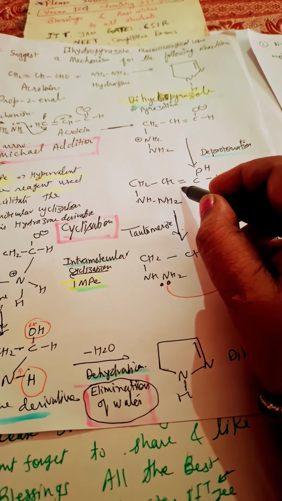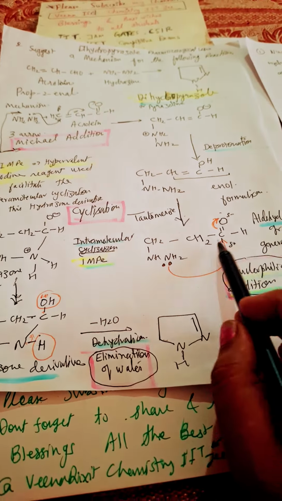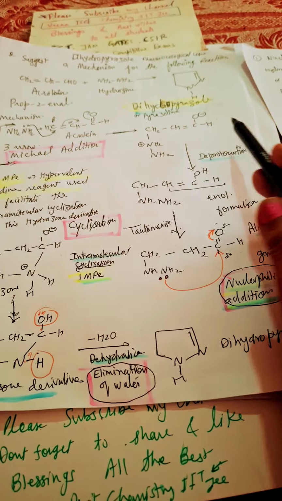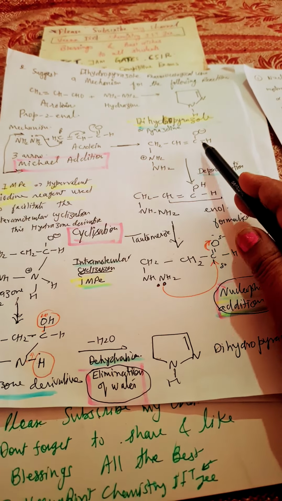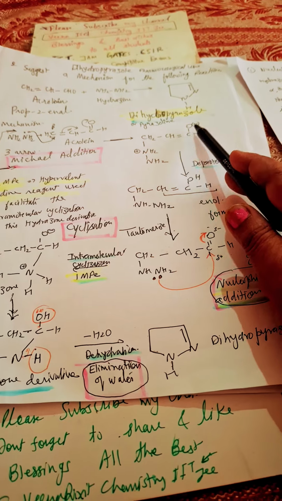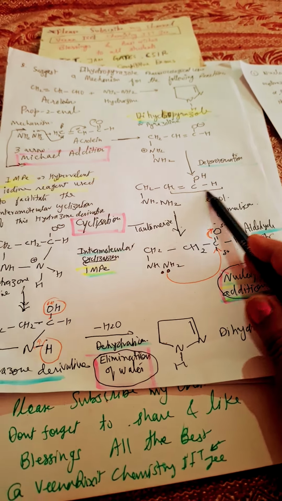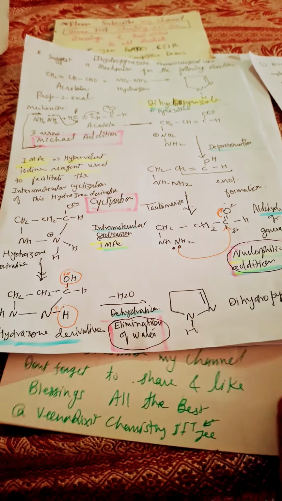So what do you mean by tautomerization? CH double bond CH, we will get back the aldehyde group. Earlier it was an aldehyde group, and then deprotonation occurs and we get this derivative. Then again when H positive shifts to here, we will get an enol, and now this enol tautomerizes, so we will get back the aldehyde group again.